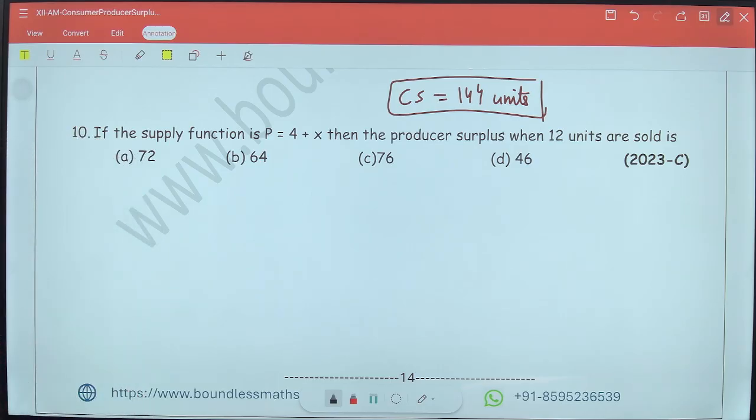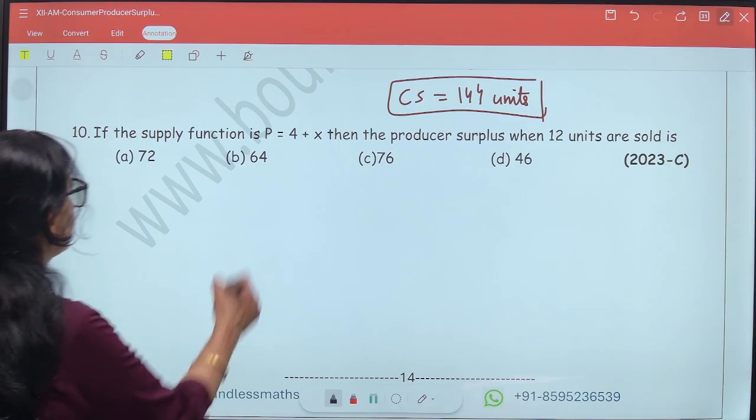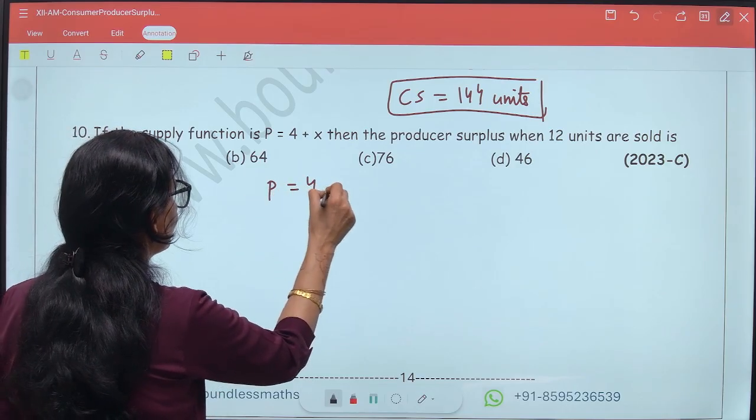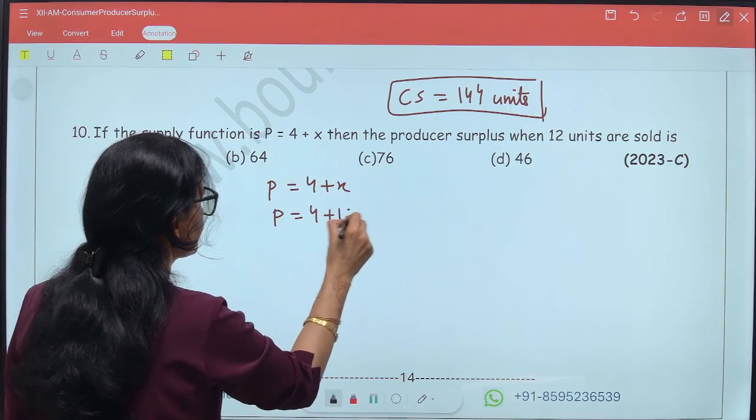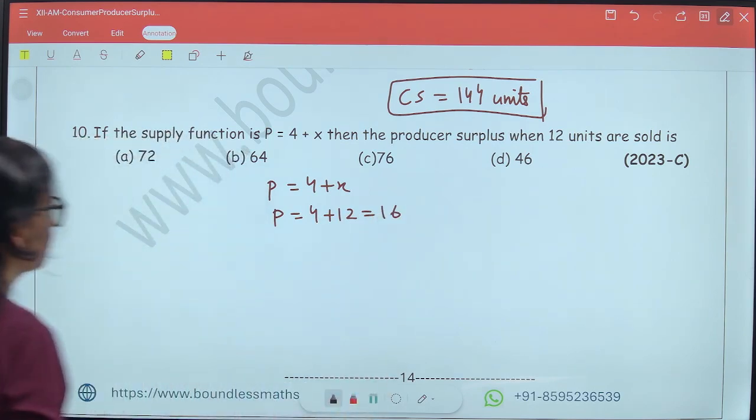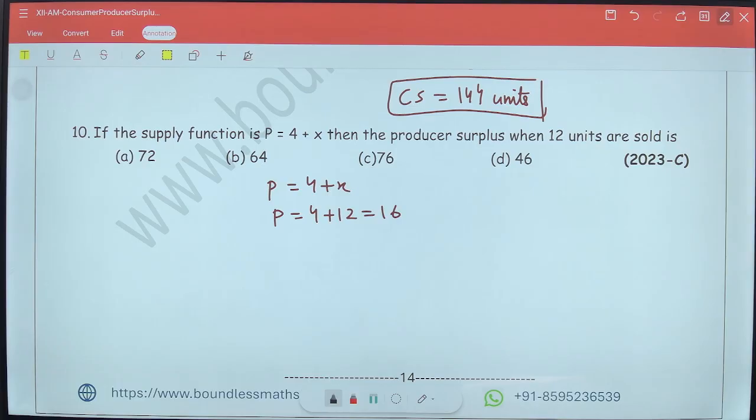So you are given X. So let's find the value of P first. P is equal to 4 plus X. You are given X as 12. So that means P is going to be 4 plus 12. It is going to be 16. So the equilibrium price is 16. And we have the equilibrium quantity as 12. We need to find the producer surplus.